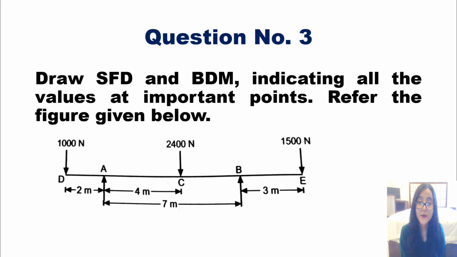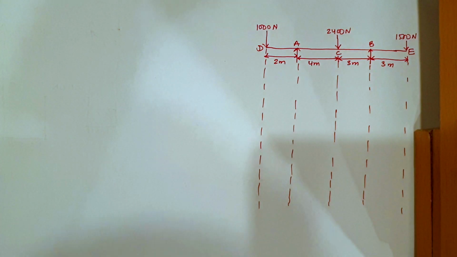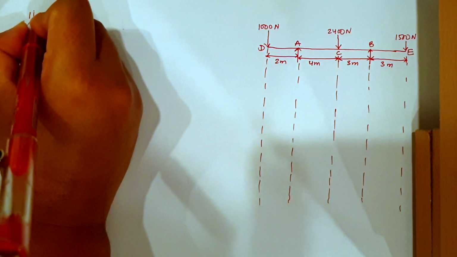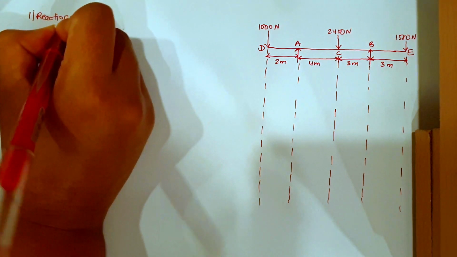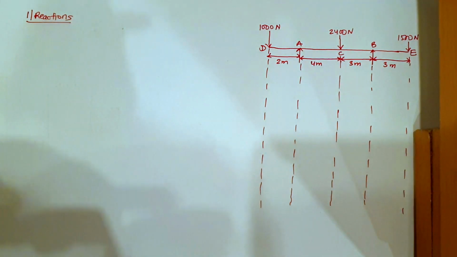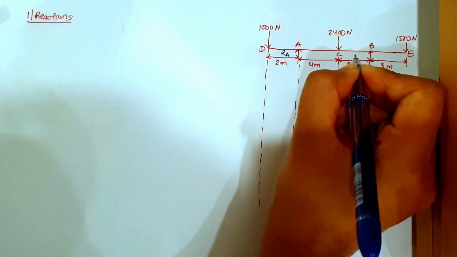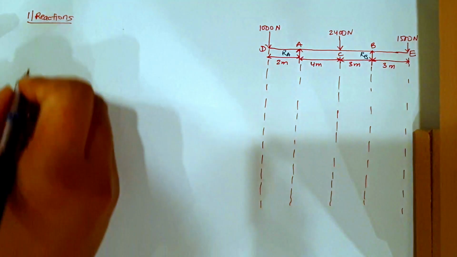So this is the diagram of an overhanging beam, and for this we need to draw SFD and BMD. And after we find SFD and BMD, we need to put all the important values in the diagram. So let us get started. Let us start by finding its reactions. So here for this numerical, I'll have reactions at support A and B. So I'll have it here RA and here RB.